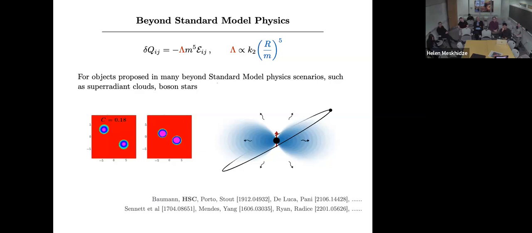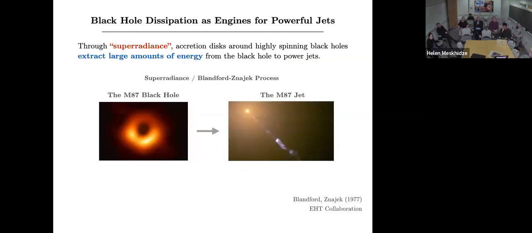And in these cases, if they're in a binary system, say you have an exotic body and a black hole, the imprints on waveforms could be measured if lambda is big. And this is why understanding the black hole's zero Love number is an important baseline. So that was for Love numbers.